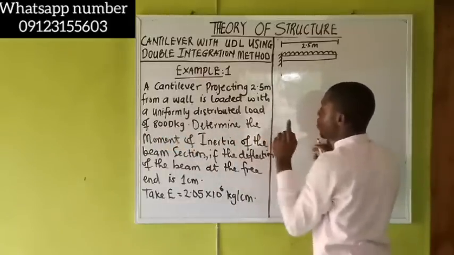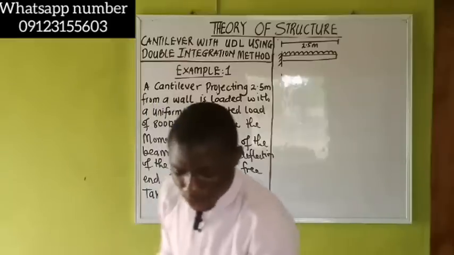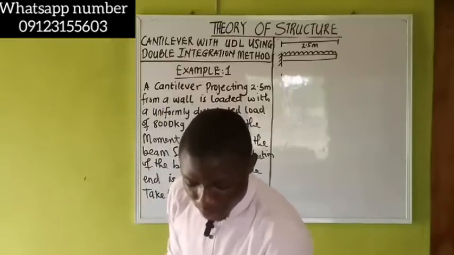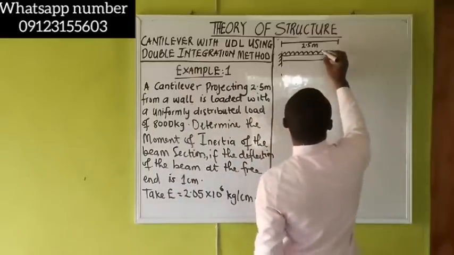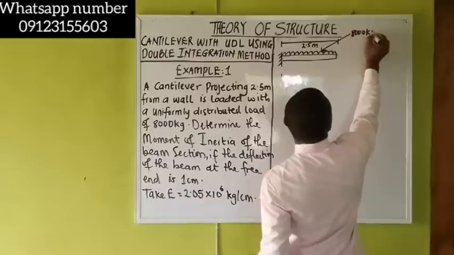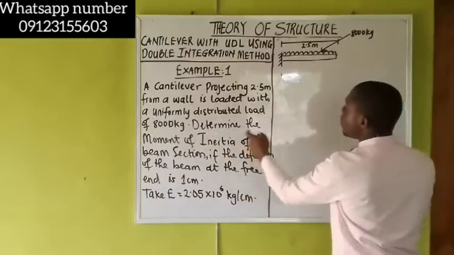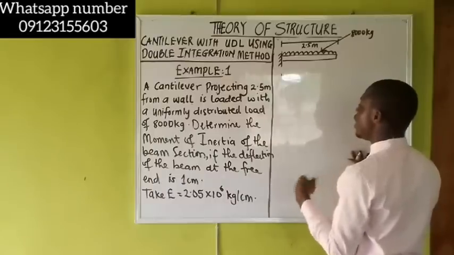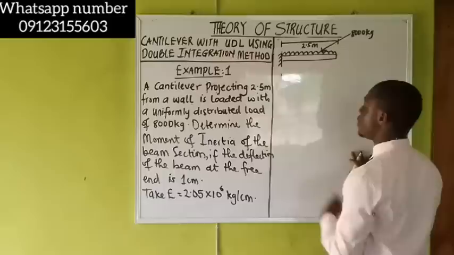80 kilogram. Of 80 kilogram. So of 8,000 kilogram, right? Of 8,000 kilogram. Now determine the moment of inertia of the beam section. If the deflection of the beam at the free end is 1 centimeter, take E.